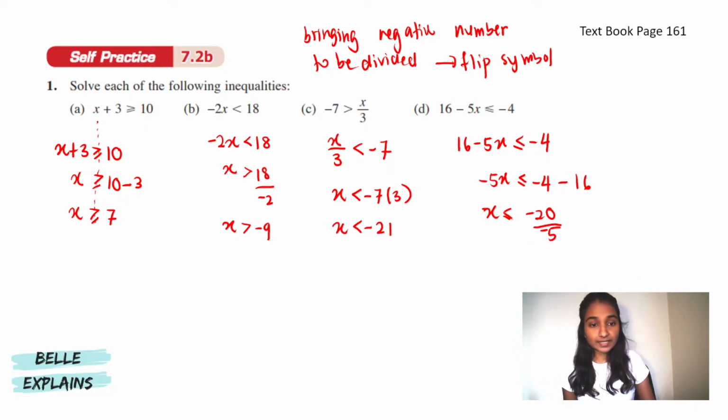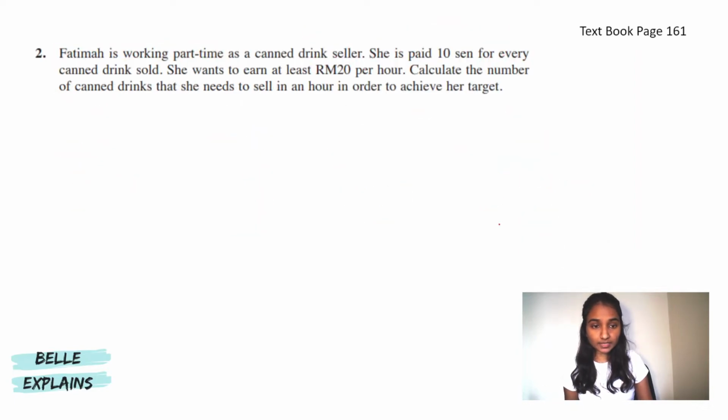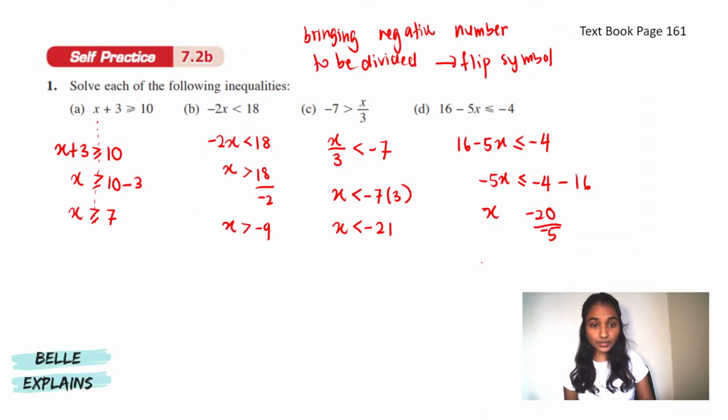But remember just now I said that if you're going to bring a negative number to the other side for division, you're going to have to flip the symbol. So this one is going to be like this. Okay, so x is bigger than or equal to 4.